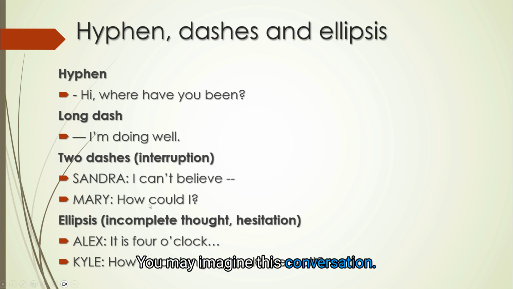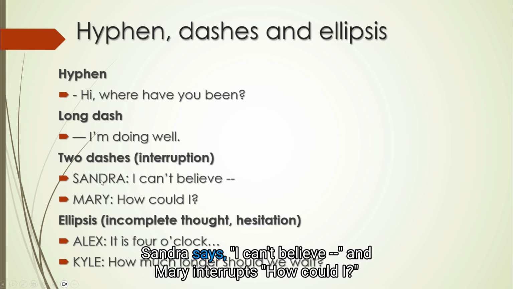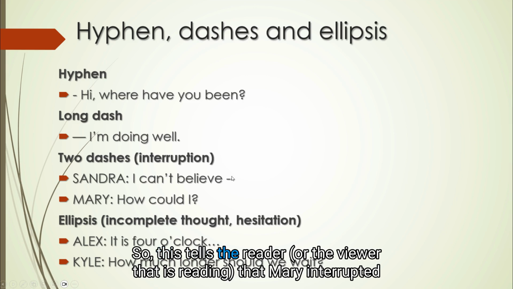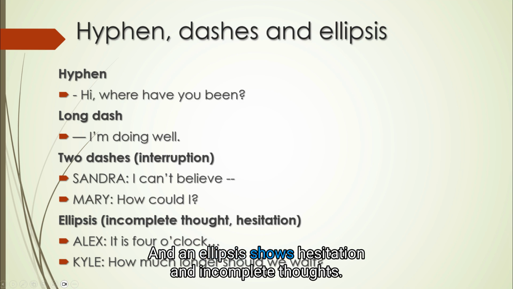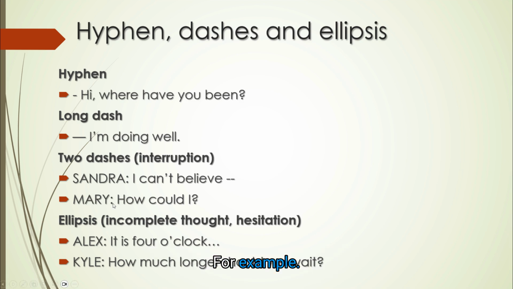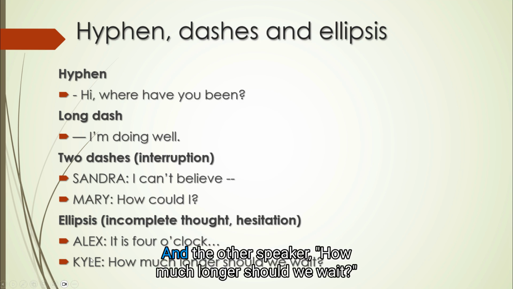You may imagine this conversation. Sandra says, I can't believe it. And Mary interrupts, how could I? So this tells the viewer that Mary interrupted this phrase right here, I can't believe. And an ellipsis shows hesitation and incomplete thoughts. For example, it's 4 o'clock. And the other speaker, how much longer should we wait?